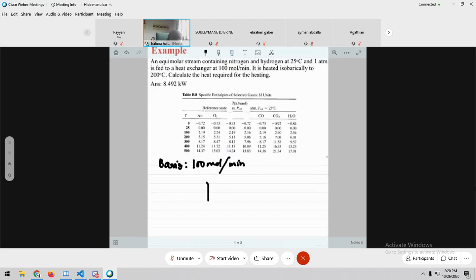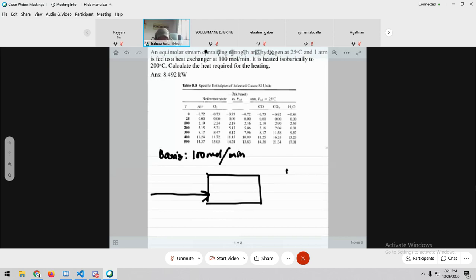Before you can do anything, you need to draw your block diagram. Over here, you have your input coming in at the molar flow rate. The molar flow rate is 100 mole per minute. Coming out, since it's just a heat exchanger, the same amount should be coming out. It's just one stream in, one stream out.